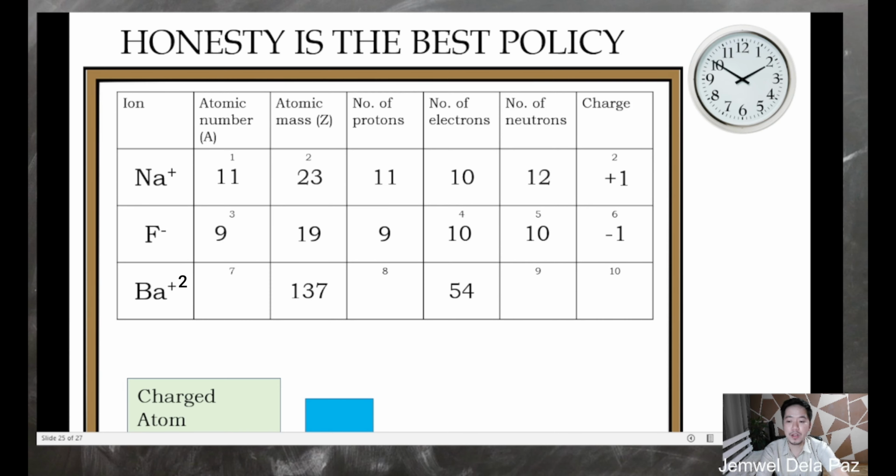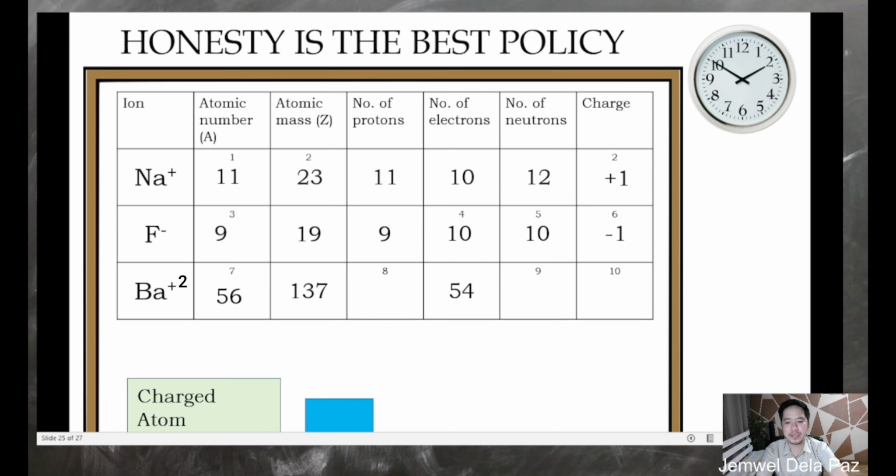For our last example, we have barium ion, or Ba positive 2. What is the atomic number? The atomic number of this element is 56. Where did you get 56? You can refer to your periodic table of elements to determine the atomic number of the given ion or element if it is not given in the table. The atomic number is 56.